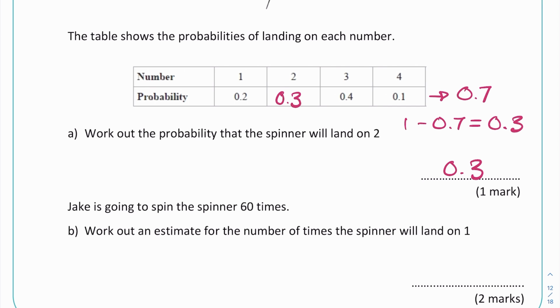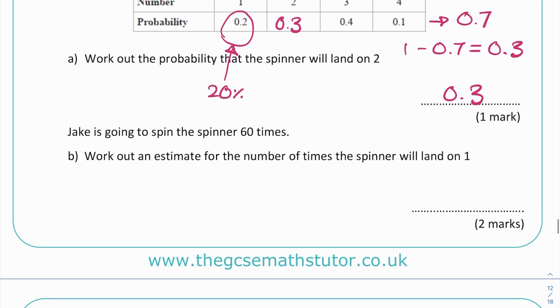It says Jake is going to spin the spinner 60 times. Work out an estimate for the number of times the spinner will land on 1. Well, if we look at the probability of 1, that is actually a probability of 20%. So there's two different ways that you could work this out. You could either just work out 20% of 60, which wouldn't take you too long. 10% is equal to 6, so 20% will be double that, it'll be equal to 12. So our answer is 12. You could also just take the decimal 0.2 and multiply it by 60, and that will also give you 12. So two different methods again that you could use to work that out.